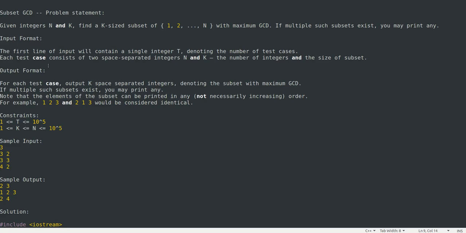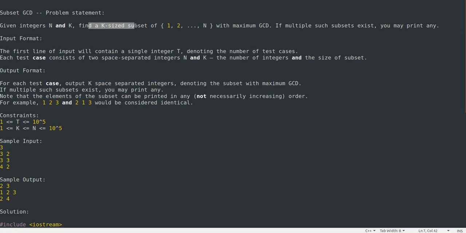Okay, now let us look into another very simple problem, which is subset GCD. So this is again a math based problem. So let us look into the problem statement first. Here we are given two integers n and k, and we want to find a k sized subset of the set going from 1 to n.